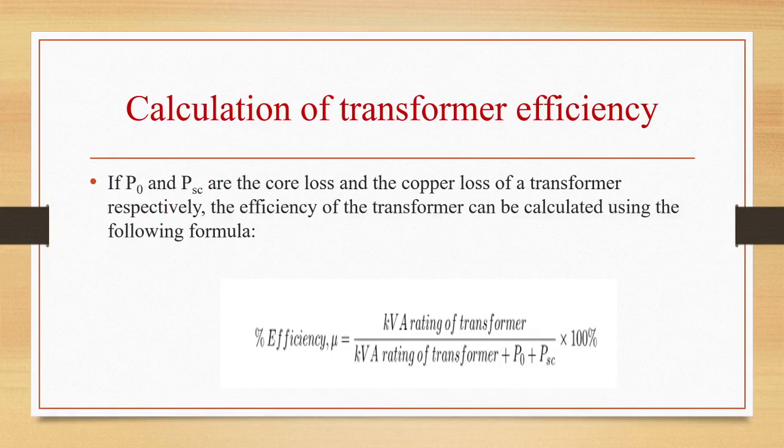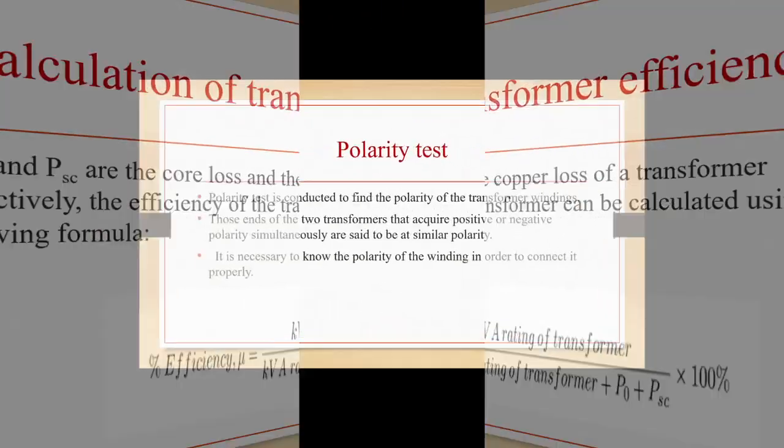Calculation of transformer efficiency. P0 and PSC are the core loss and copper loss of a transformer. So efficiency of transformer can be calculated as kVA rating of transformer divided by kVA rating of transformer plus iron plus copper losses. If you are taking in percentage, multiply by 100.